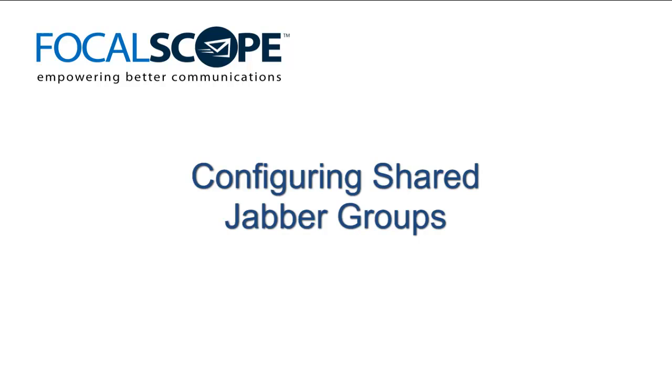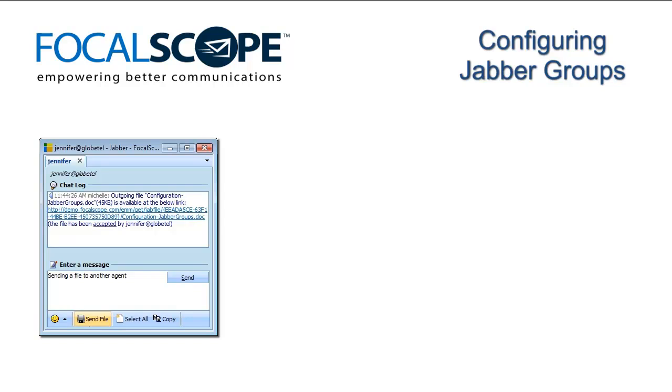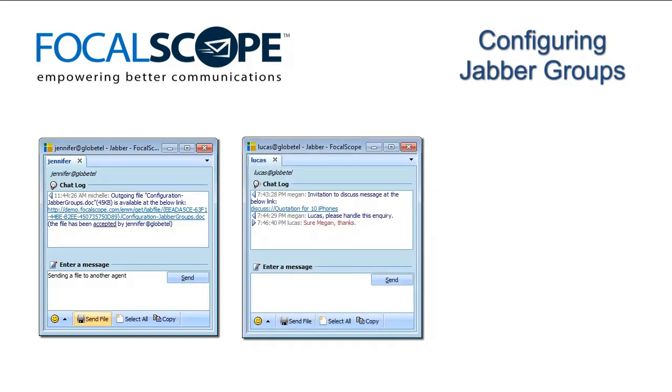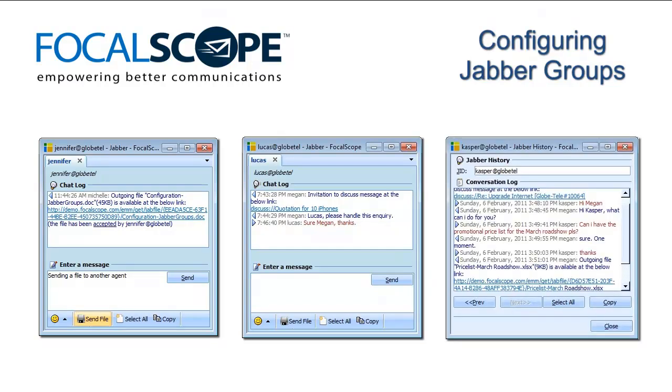Today, I'm going to walk us through the process of setting up a shared Jabber group. Jabber allows users to send messages and files between each other quickly and effortlessly. It can be used to quickly discuss a specific email with your colleagues by clicking on the Discuss button, which sends a link to that message for discussion. Like much of the FocalScope system, all Jabber communication is logged for compliance purposes.